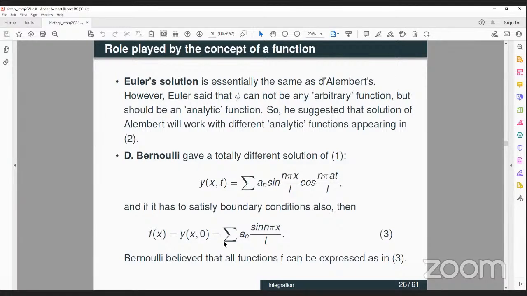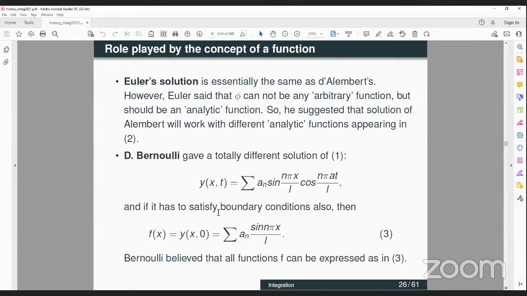Bernoulli believed that all functions can be expressed as 3. So here is the beginning of a series expansion for functions, namely an arbitrary function could be expressed as a superimposition of sine and cosine functions. That is a claim made by Bernoulli.